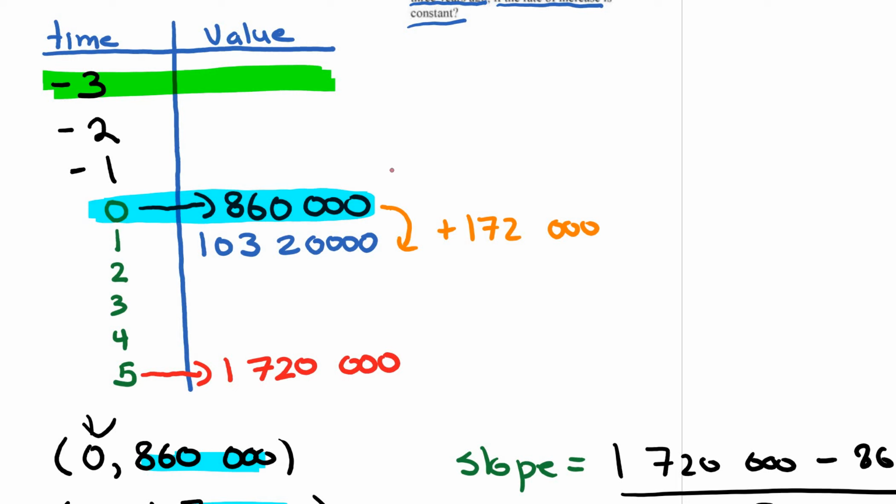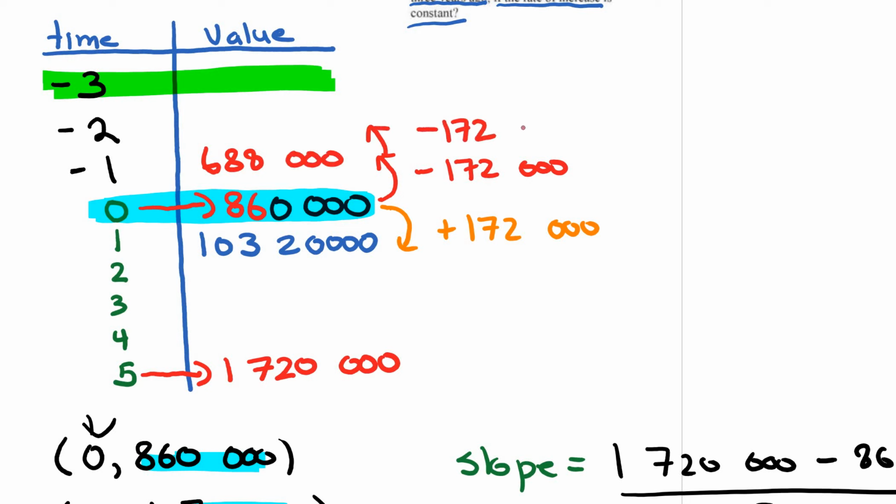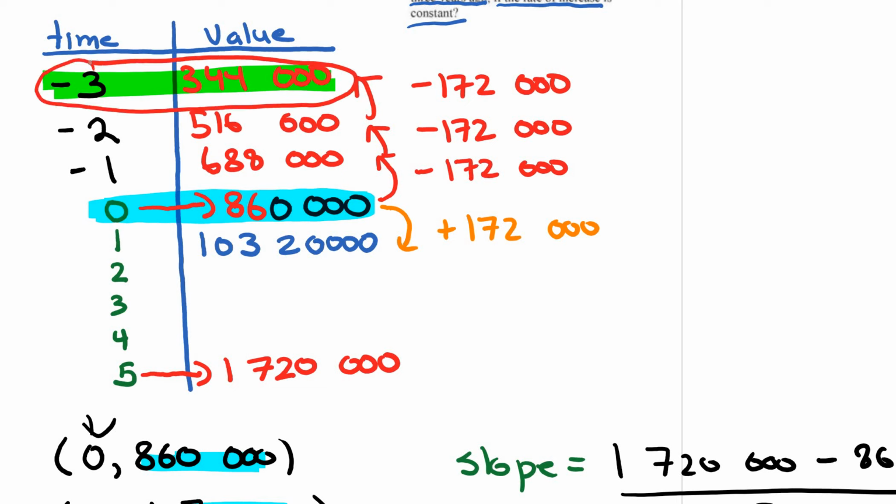Okay, so in order to do that, we just go backwards like that, and we just subtract $172,000. All right, and if I do that, I get $688,000. If I want to go to 2 years ago, I subtract another $172,000, and I get $516,000. And if I finally want to go back 3 years ago, I take away another $172,000, and I get $344,000 there. Okay, so that is my answer for part B.